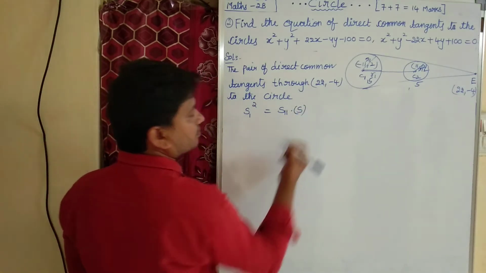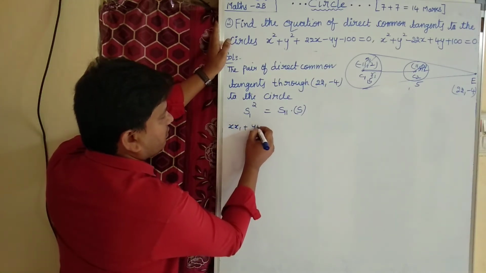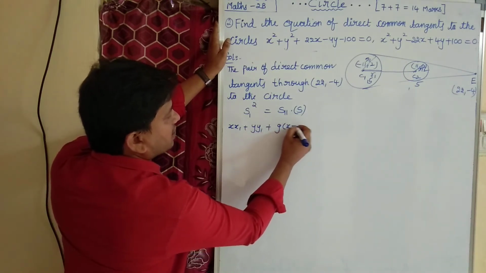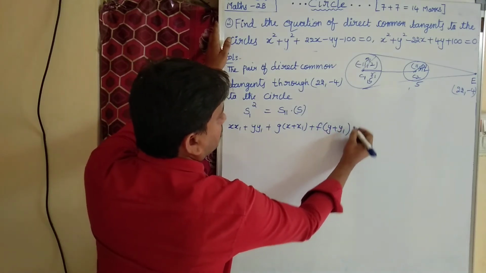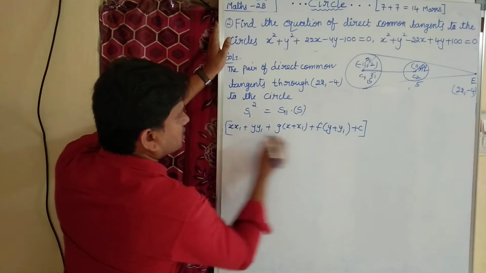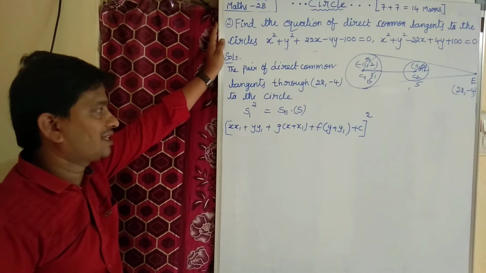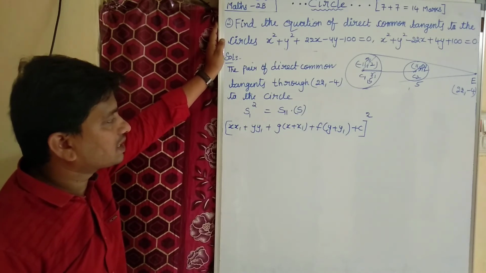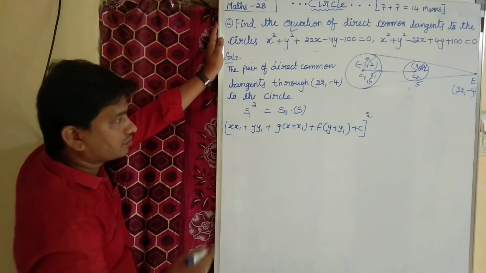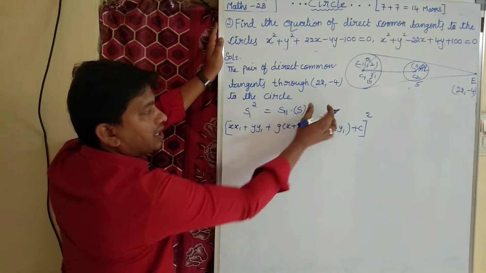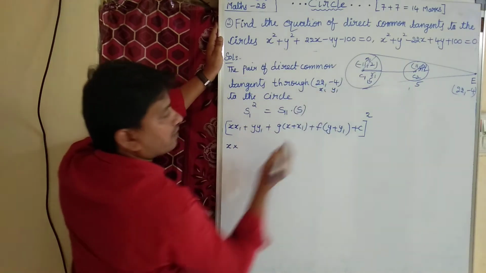What is S1 square, children? S1 square means x x1 plus y y1 plus g into x plus x1 plus f into y plus y1 plus c, whole square. Children, what is the formula for S1 square? x x1 plus y y1 plus g into x plus x1 plus f into y plus y1 plus c whole square. Right? So let us write the left side first, then we will see the right hand side.